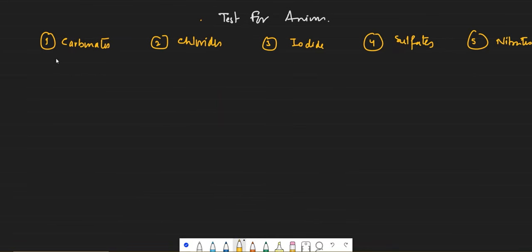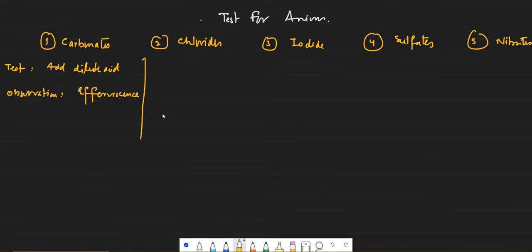For carbonate, you will add a dilute acid. We know that when metal carbonates react with acids, they release carbon dioxide. So the test would be to add an acid, and the observation would be effervescence, which means bubbling.